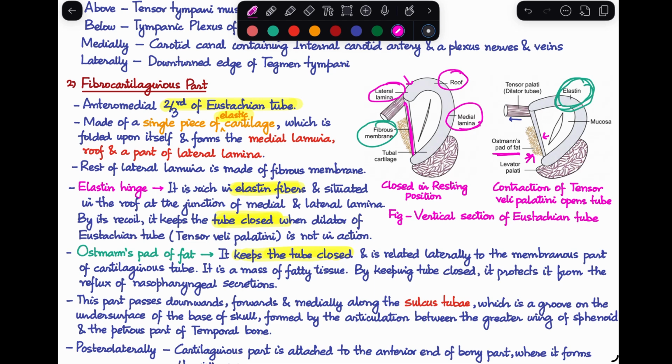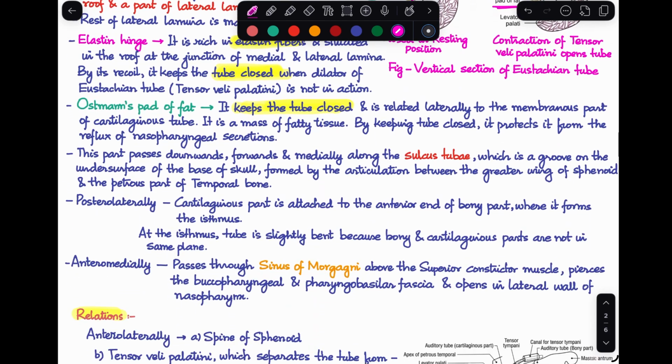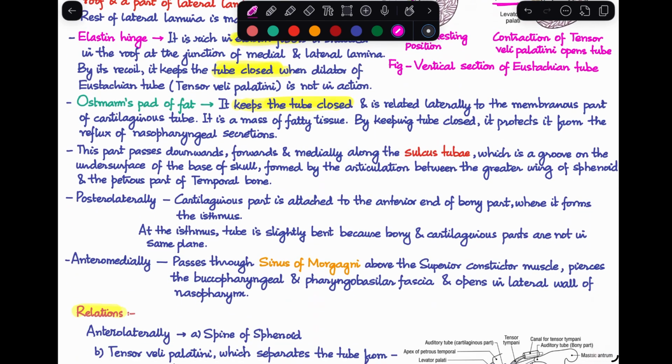So this fibrocartilaginous part passes downwards, forwards, and medially along the sulcus tubae. Now, what is the sulcus tubae? It is actually a groove on the undersurface of the base of the skull, and the two structures which articulate to form the sulcus tubae are the greater wing of sphenoid and the petrous part of the temporal bone.